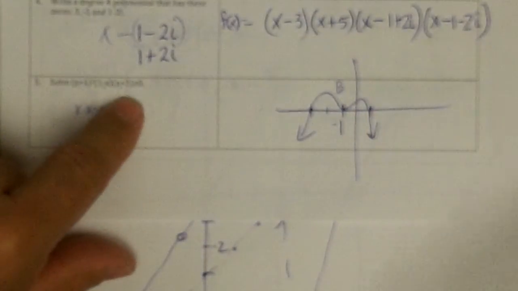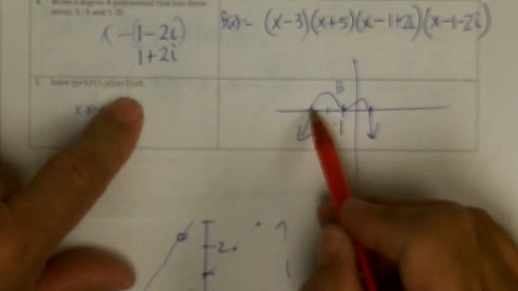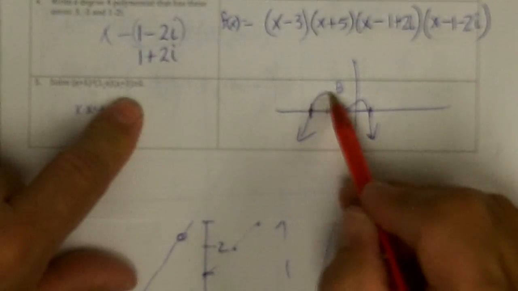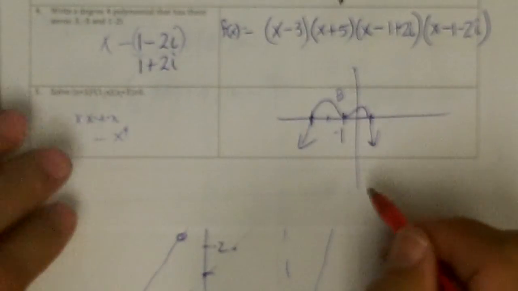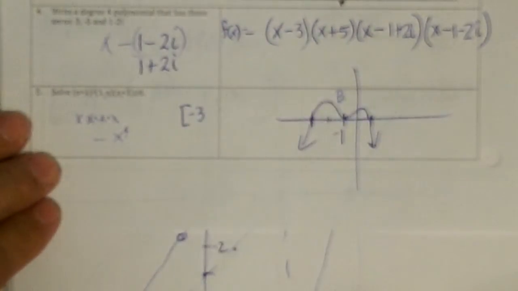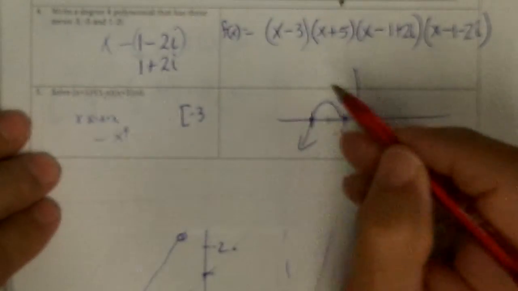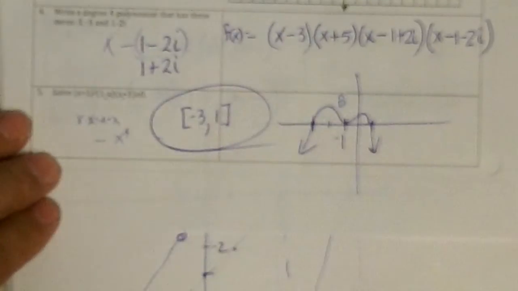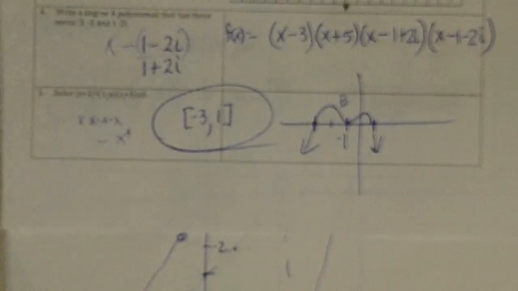So when is this greater than 0 or equal to 0? Well, it happens from negative 3 all the way up to 1. This curve is greater than 0 or equal to 0. So from negative 3, it's 0, and every place in between it's 0 or more, up to 1. And that's the sample test.